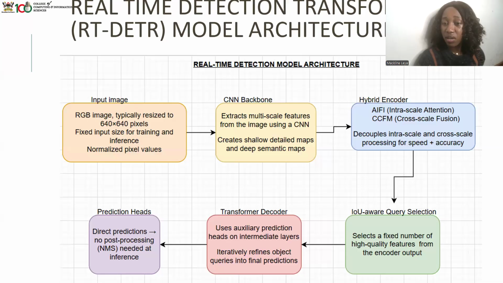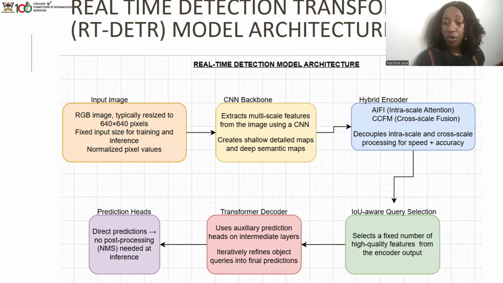Then we have the CCFM, the cross-scale channel fusion module. This one helps us combine the features which are in different scales together and put a relation onto them to see how they are related, so that we can get a final result from the image which has been sent. Then from there, we get these features, and the hybrid encoder decouples intrascale and cross-scale processing for speed and accuracy.